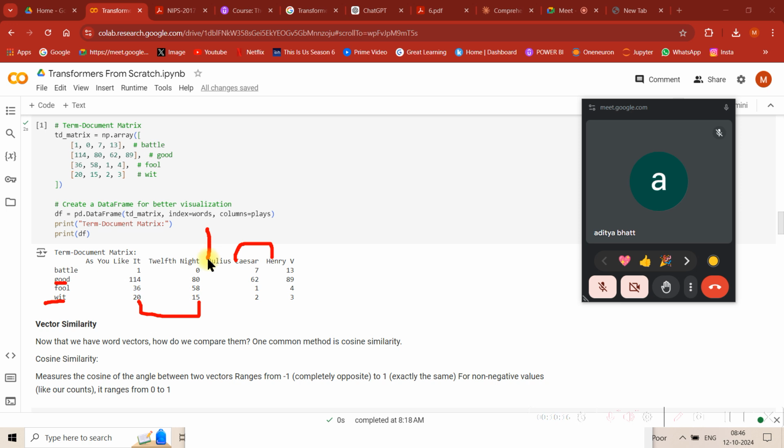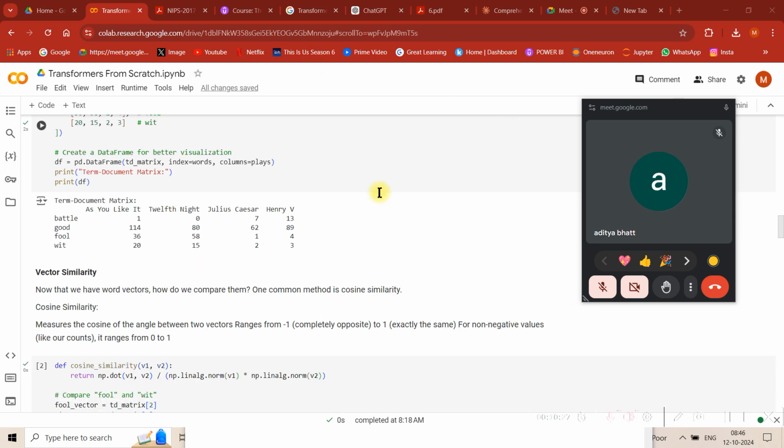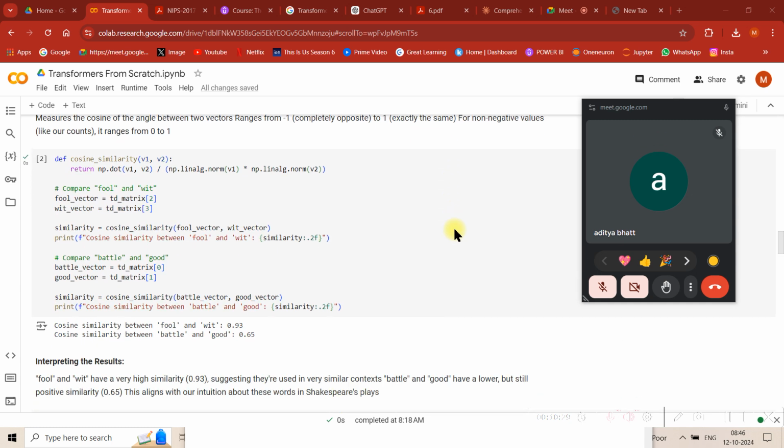So maybe there is some sort of genre classification which you can do, that these two belong to a similar genre and these two belong to a similar genre. Okay, I haven't read any of them. I'll read all of them now, but yeah, that's fine.